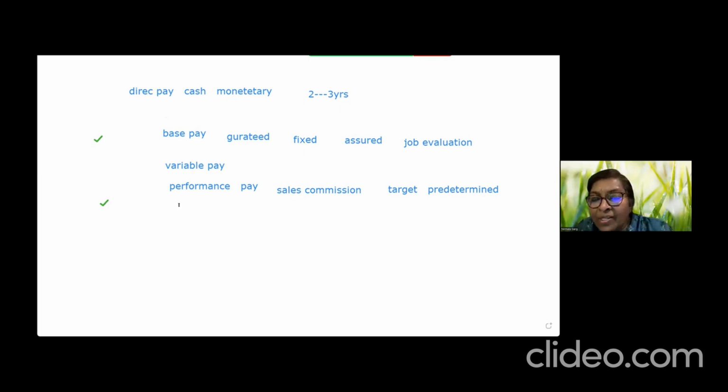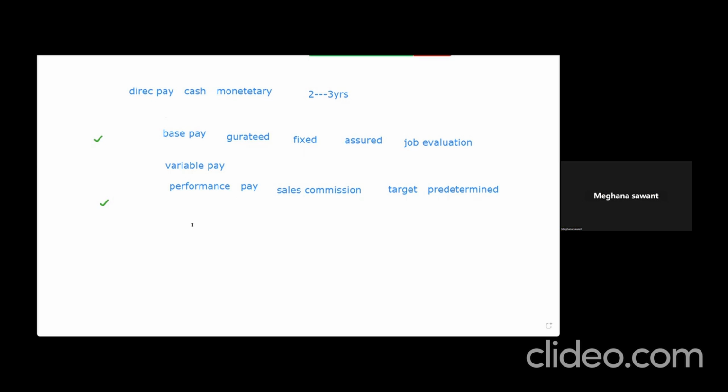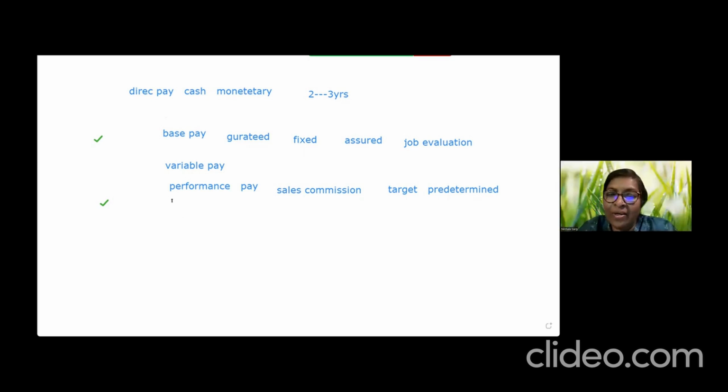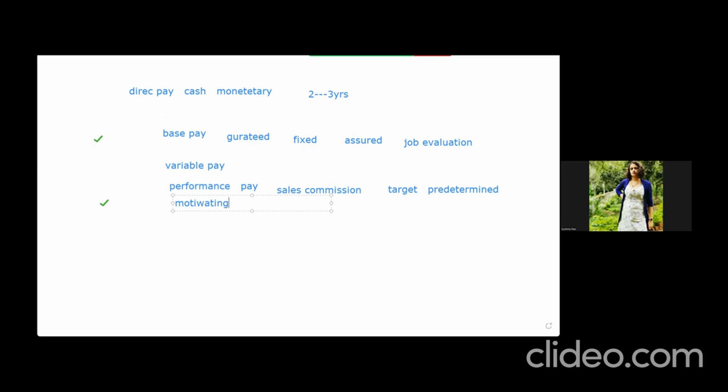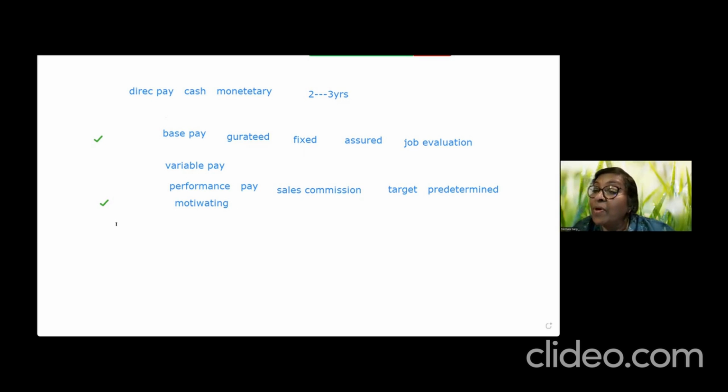So do performance pay or an incentive scheme motivate the person? They motivate. Typically, these variable pays are there for motivating. Are you getting me? Motivating and driving high performance. So how do you drive high performance? If you get more money for working more.